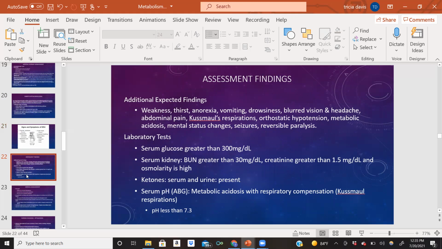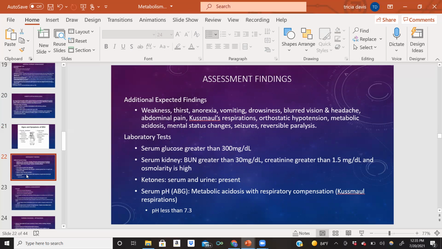So expected findings: weakness, thirst, anorexia, vomiting, drowsiness, blurred vision, headache, abdominal pain, Kussmaul's respirations, orthostatic hypotension because of that low circulating blood volume, metabolic acidosis, mental status changes, seizures, and sometimes they develop paralysis, but it is going to be reversible.